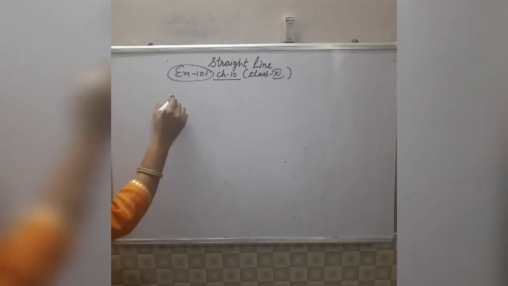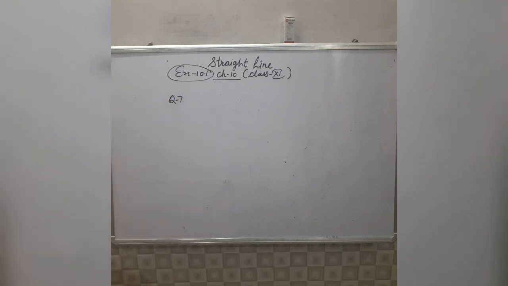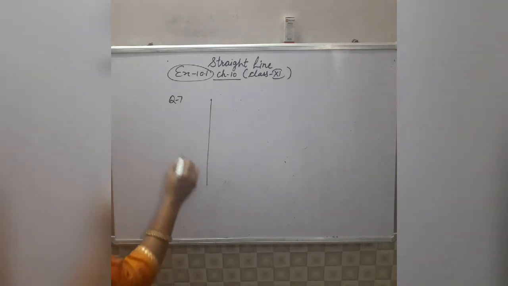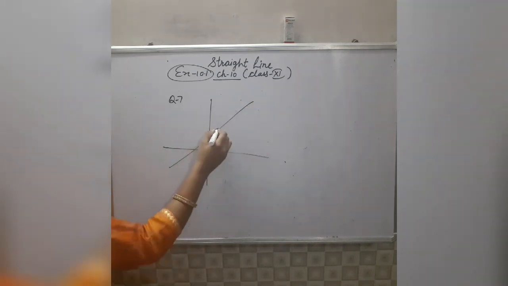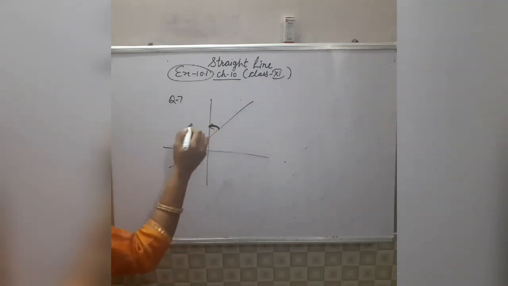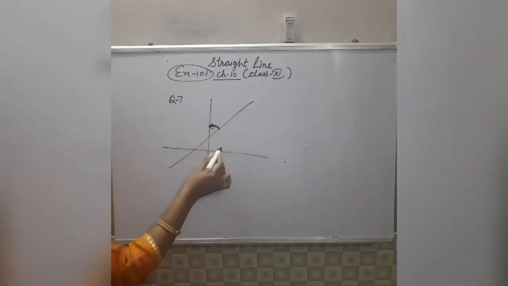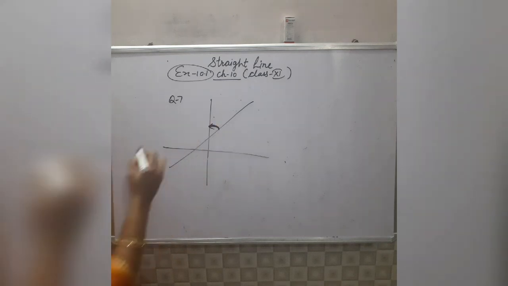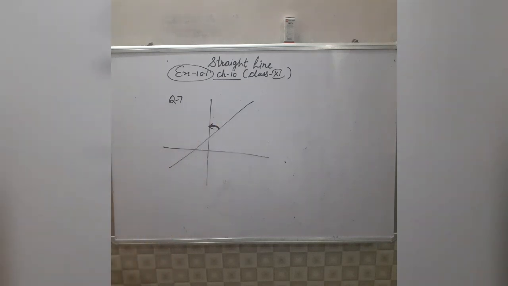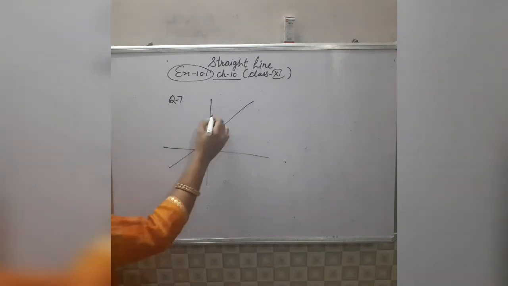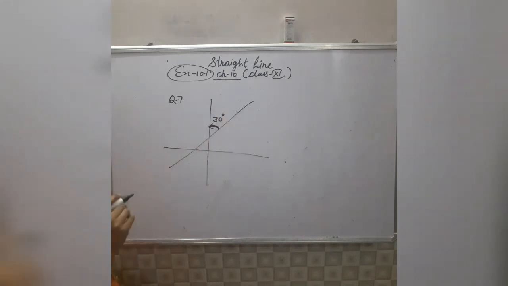Question number 7. What is given to you? Find the slope of the line which makes an angle of 30 degrees with the positive direction of the y-axis measured anti-clockwise. Now see here, the angle of any line with the positive direction of the y-axis measured in the anti-clockwise direction. This is the clockwise direction, this direction is anti-clockwise, and this angle is given to you as 30 degrees, and we have to find the slope of this line.